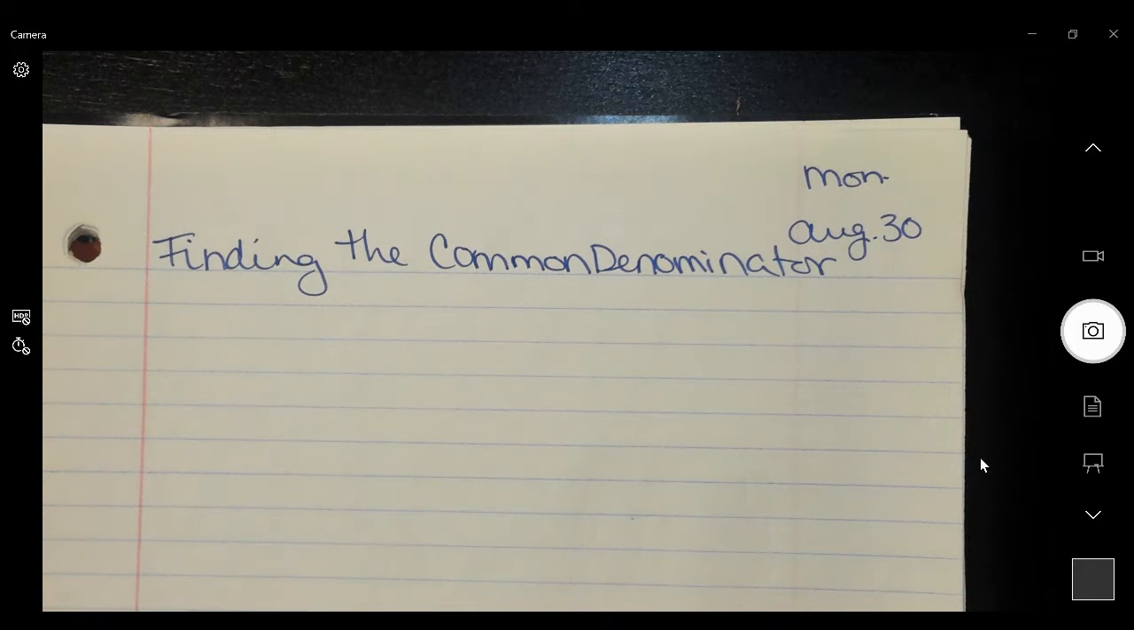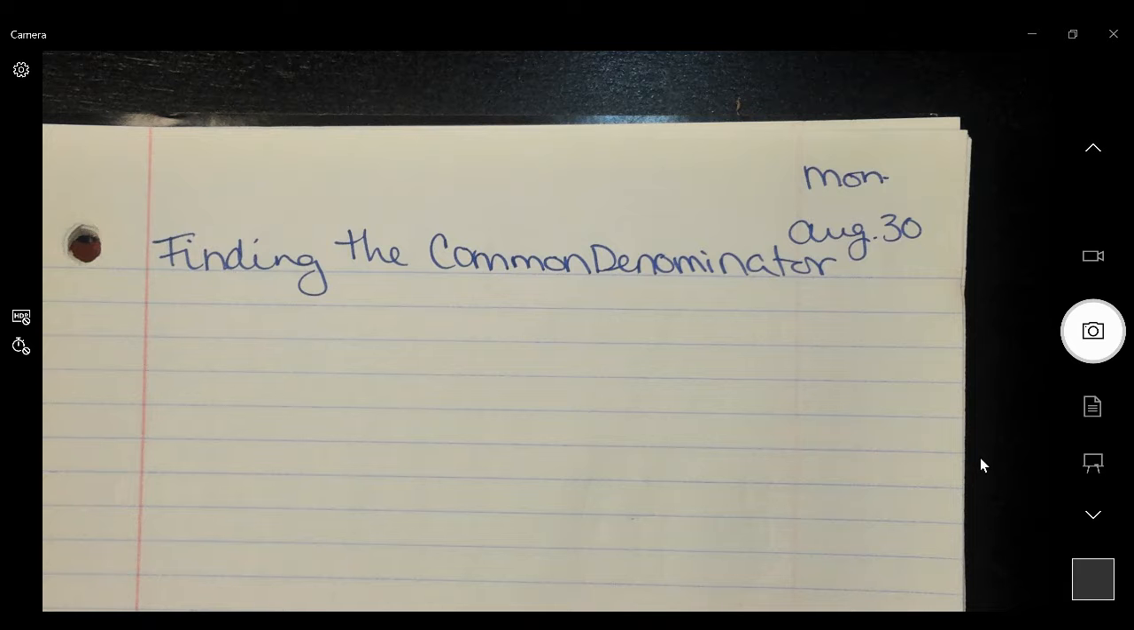Alright, so we are finding the common denominator. When do we need to find the common denominator? When we're talking about fractions, when do I actually need to find the common denominator? What am I doing with fractions when I do that? When adding or subtracting. When adding or subtracting fractions.